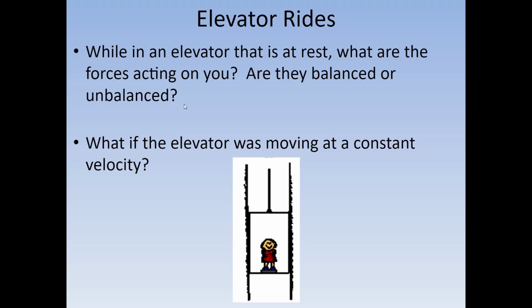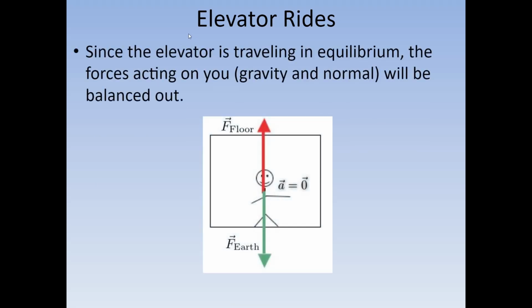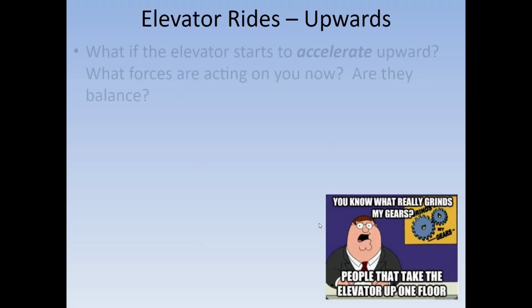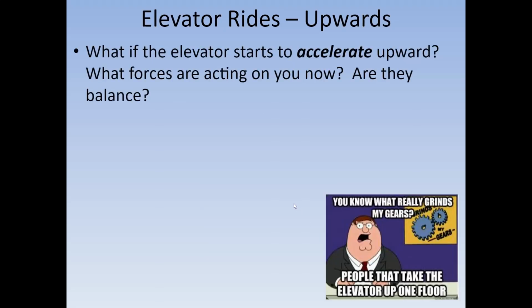Now, again, if the elevator was moving at a constant velocity, same thing applies because of Newton's first law, that when an object's traveling at a constant velocity, the forces must be balanced. So regardless of whether the elevator is at rest or moving at a constant velocity, the forces acting on us will still be the normal force and gravitational force that are balanced. This would be the scenario if we draw an FBD. Now, what if the elevator begins to accelerate upwards?